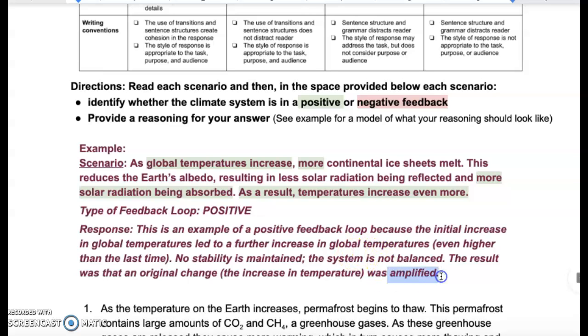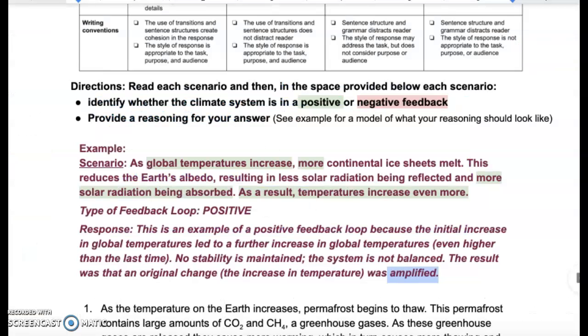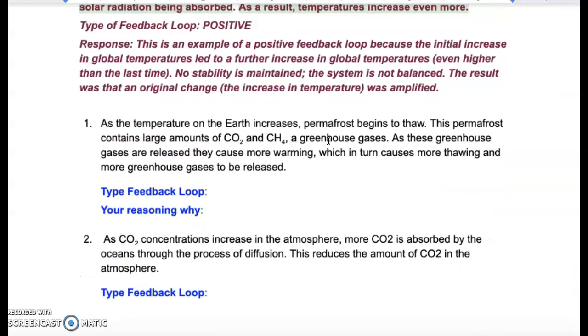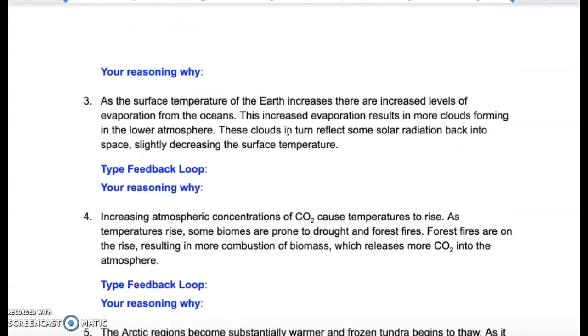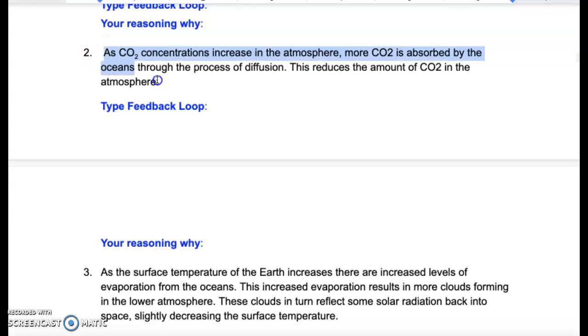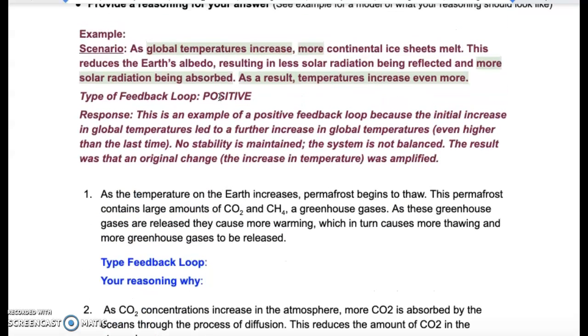Right? So I'm still using those key terms that we learned in the PowerPoint in my response. So that's exactly what you guys are going to do when you choose 3 out of these 5 examples to read the scenario, identify the type of feedback loop, positive or negative, and then provide a reasoning why, just like I did here.